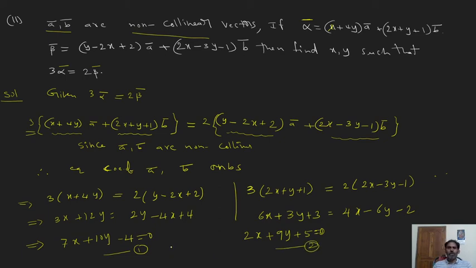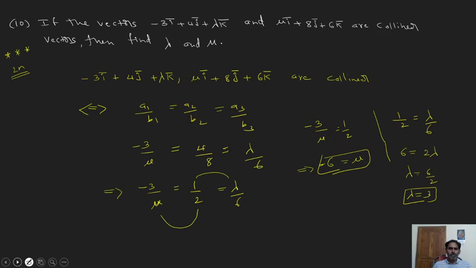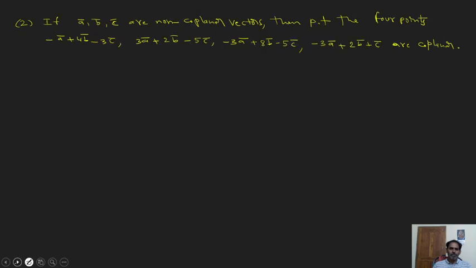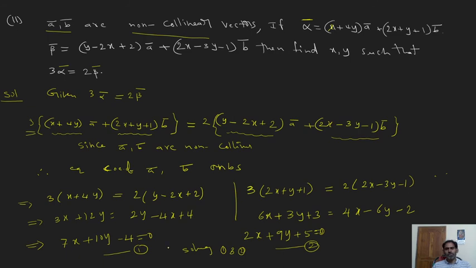Now solving 1 and 2, by solving 1 and 2 we will get the answer. By solving these two equations, we will get x and y. We can solve this. X and y we will get. That is the process. You just have to remember what the process is.